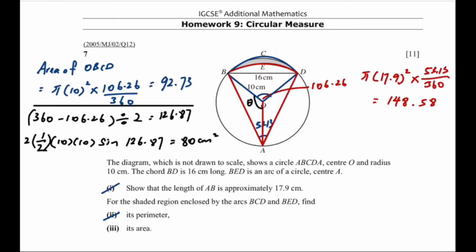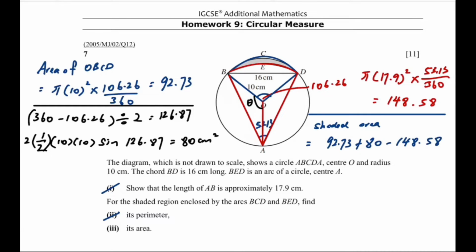Okay, so one more step. The final answer, shaded area: 92.73 plus 80 minus 148.58, equals 24.15 cm square. That is the answer for question 7.